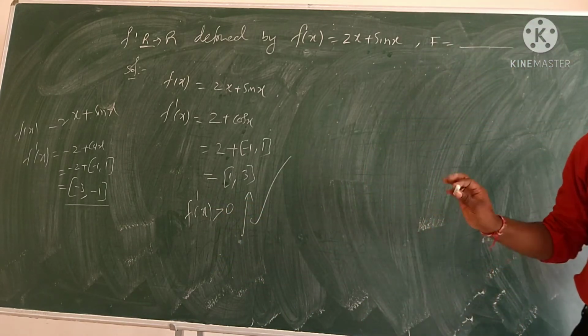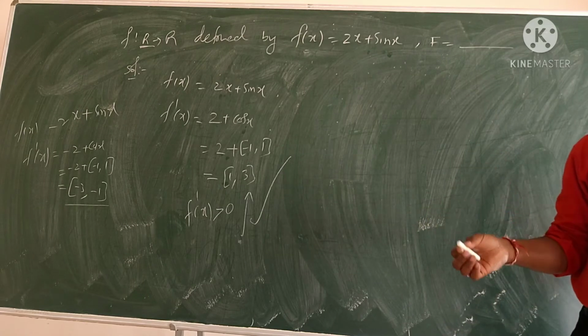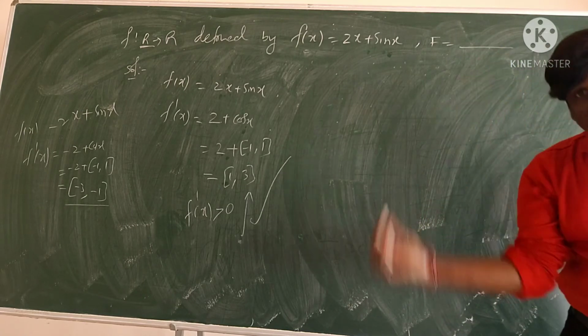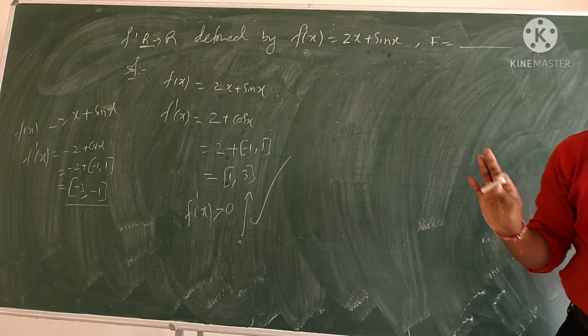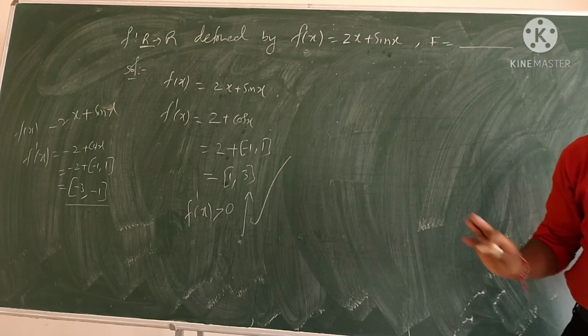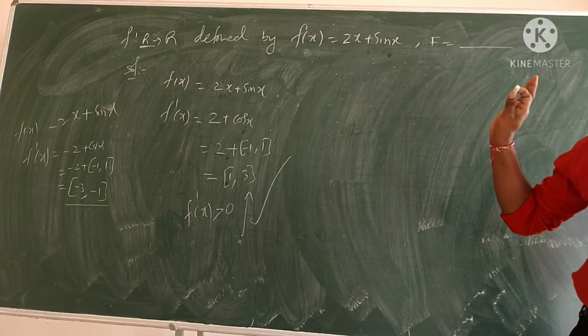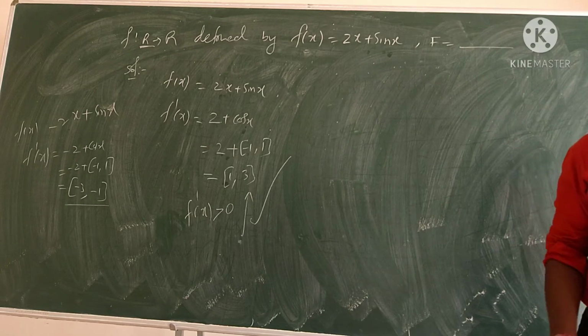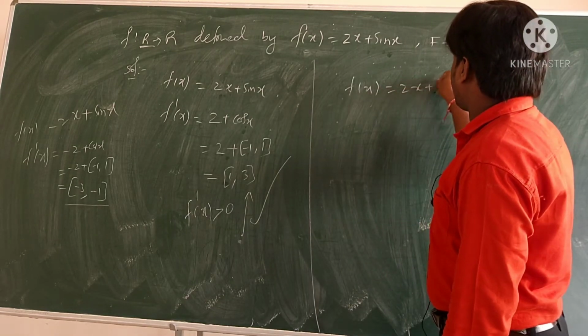So however, f dash of x is greater than 0, or f dash of x greater than or equal to 0 also, it is an increasing function and it is a 1-1 function. So you got the clarity that it is a 1-1 function. That is done.